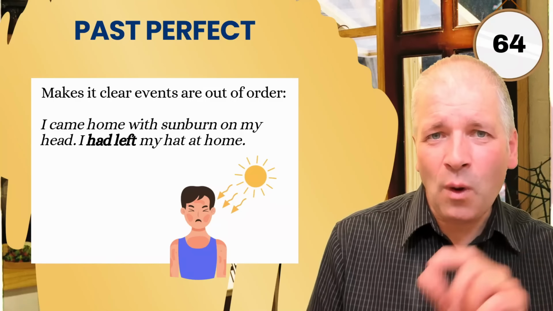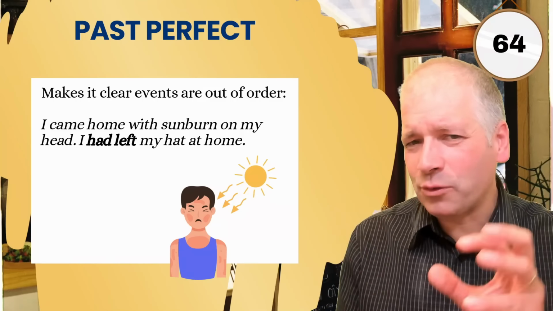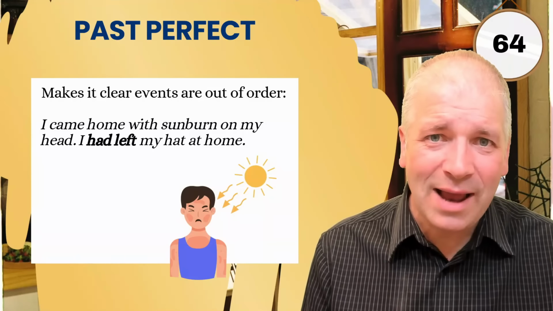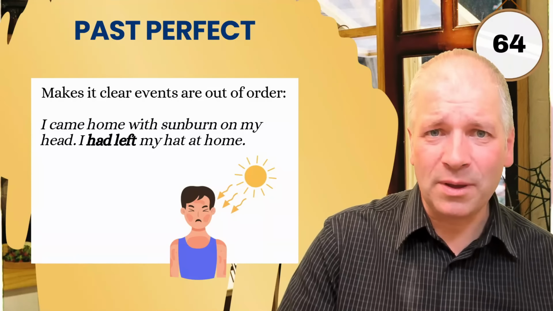So to show that one thing happened before another, but the order of events is wrong, use the past perfect. If the order of events was correct, then often the past simple will be fine.